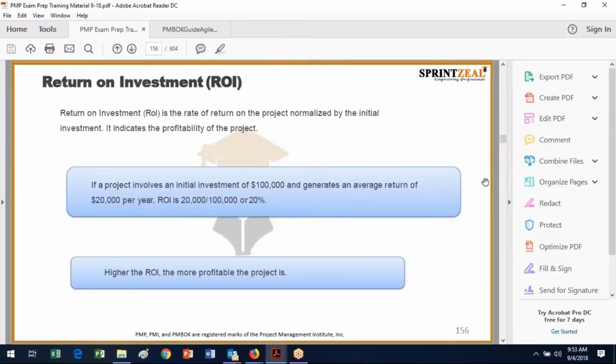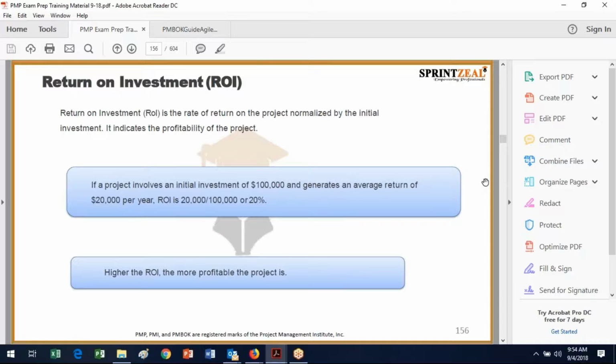Okay, return on investment. Return on investment is the rate of return normalized by the initial investment, and this is the profitability of the project. So if you look at a project where you initially invest $100,000 and it generates an average return of $20,000 per year, you do the $20,000 divided by the $100,000 and you've got a return on investment of 20%.